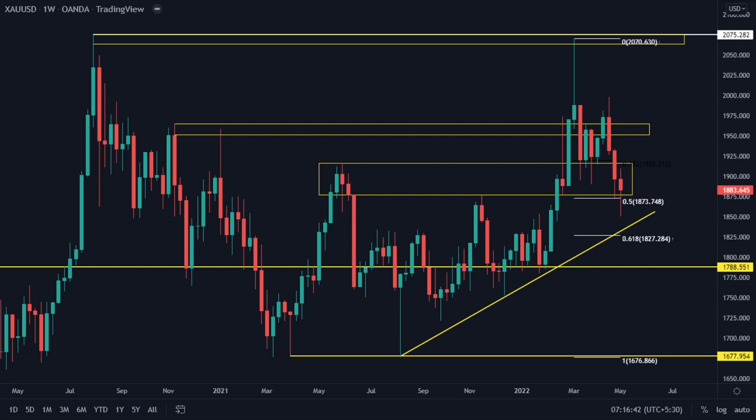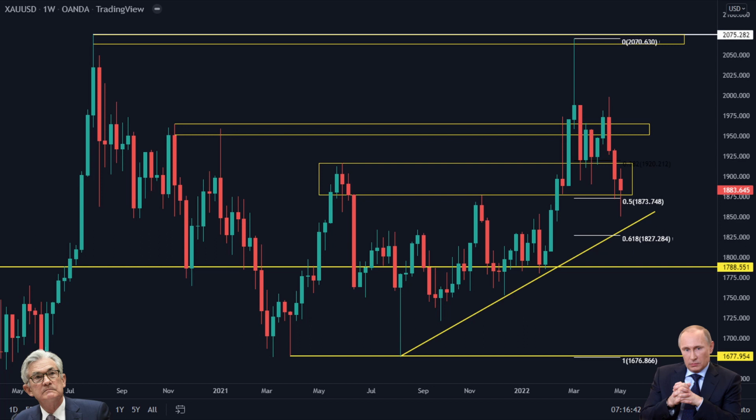because this week we have CPI data. If CPI goes up again, then it will create a big price action for gold. On Monday we have Russian Victory Day.